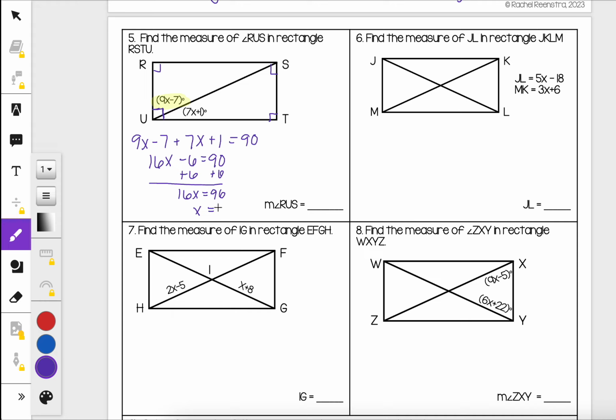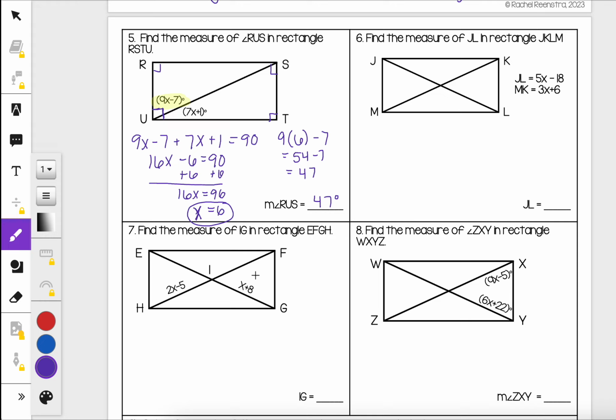And x equals 6. Now I'm not done. I'm going to take that value x equals 6 and substitute that back into the measure of angle RUS. So 9 times 6 minus 7 is going to be 54 minus 7, or 47 degrees.